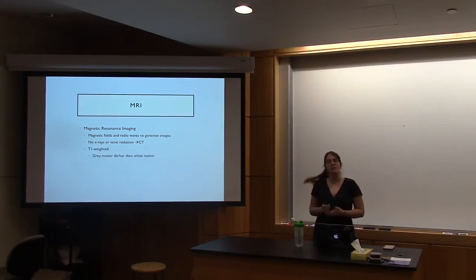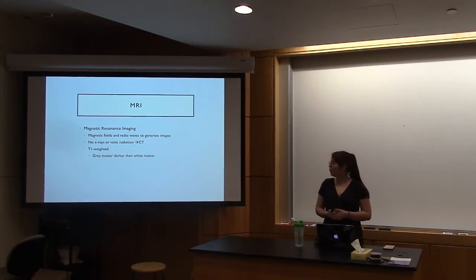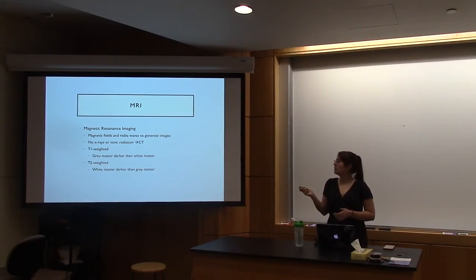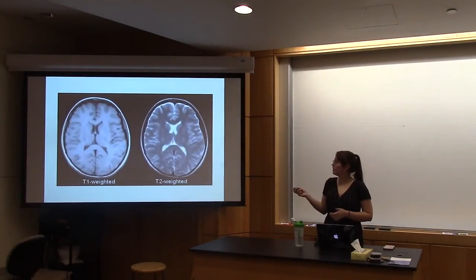We have two types of the MRI. We have the T1 weighted, where the gray brain matter actually shows up darker than the white matter. And then we have the T2 weighted, where the white matter actually shows up darker than the gray matter. On the next slide, we can actually see this comparison. So this is our white matter of the brain and gray matter, so it shows up darker. And the T2 weighted, this is our gray matter.